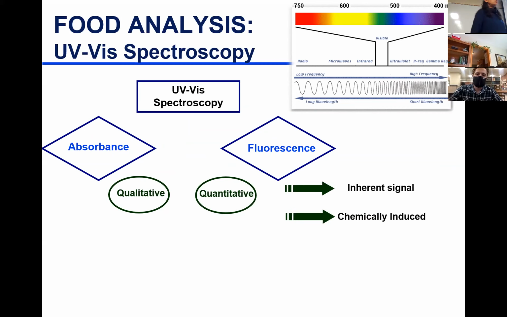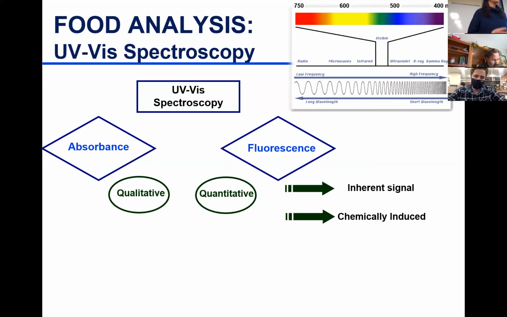But we can also do this if your compound of interest is a chromophore, that's easy. So we can measure because it's a chromophore. It absorbs light and sometimes it emits light, so we can measure fluorescence. Sometimes your compound of interest is not a chromophore.